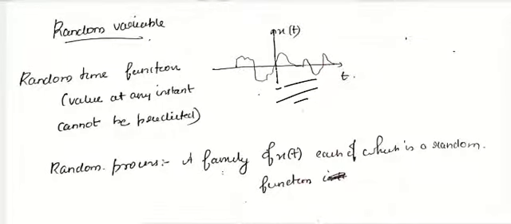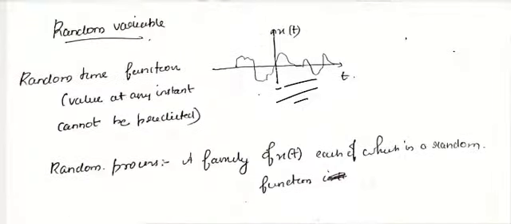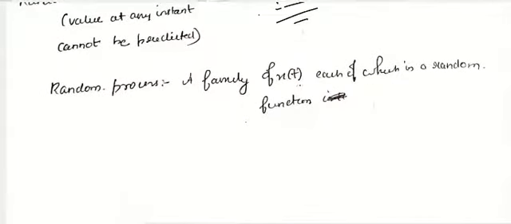And what is a random process? A family of these kinds of x of t, a family of many random functions, is known as a random process. So, what is an ensemble? When it comes to a random process, it is a family of x of t in which each of them is a random function.